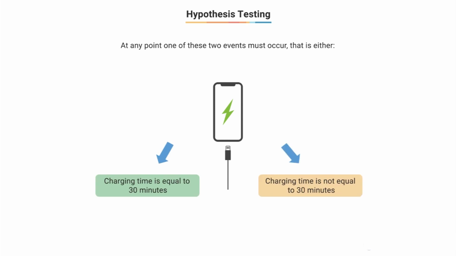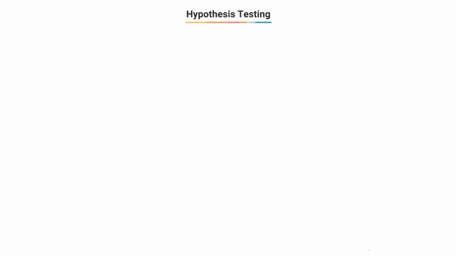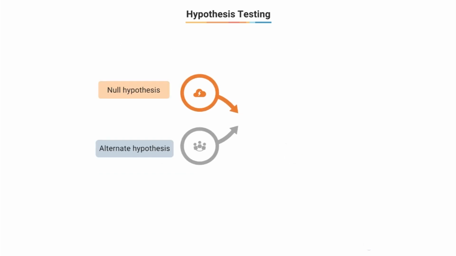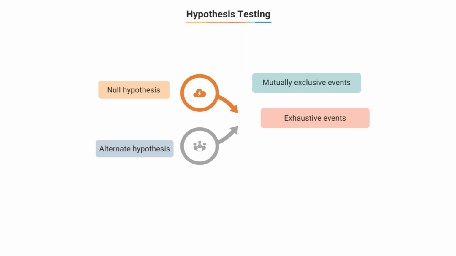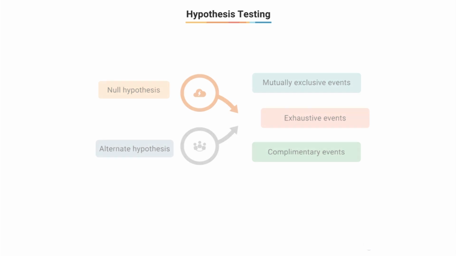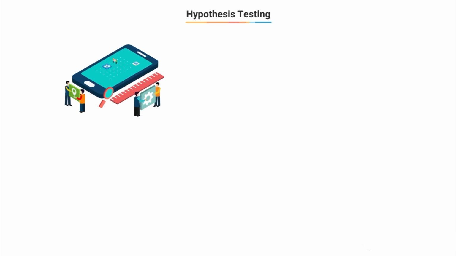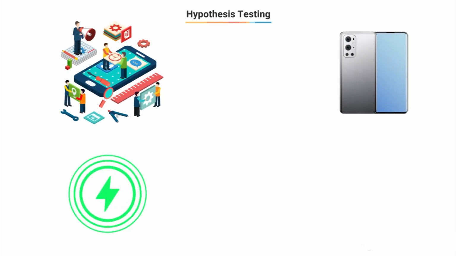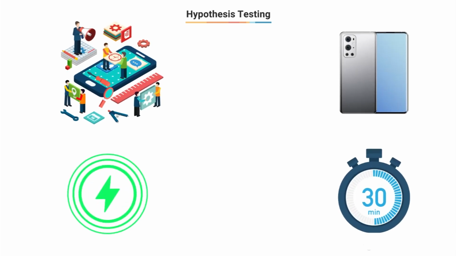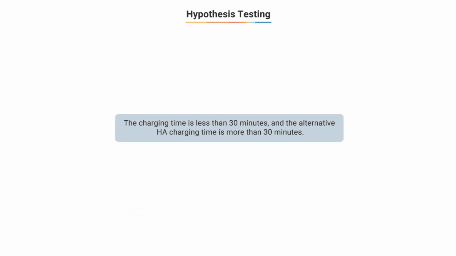That is, either the charging time is exactly equal to 30 minutes or it is not equal to 30 minutes. Thus, from my previous two points, you understood that the null and alternative hypotheses are always mutually exclusive and exhaustive. In other words, you can also say that they are completely complementary events and basically are always perfect opposites of each other. Now suppose the claim of the engineers was that the 1 plus max phone charges in less than 30 minutes, then the null hypothesis, which is the status quo, changes to H0, which will be charging time is less than 30 minutes, and alternative HA will be charging time is more than 30 minutes.